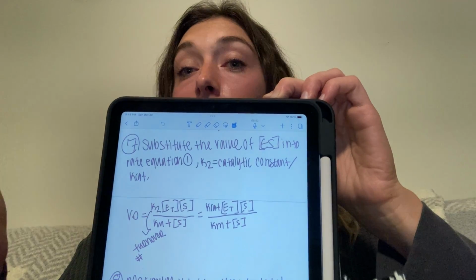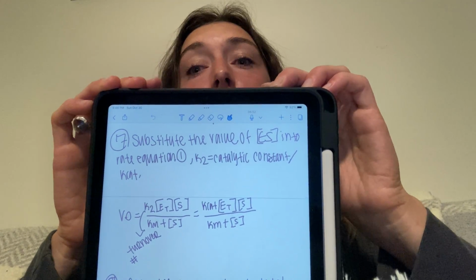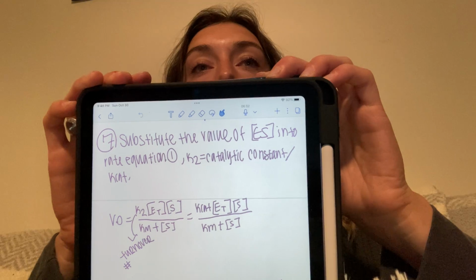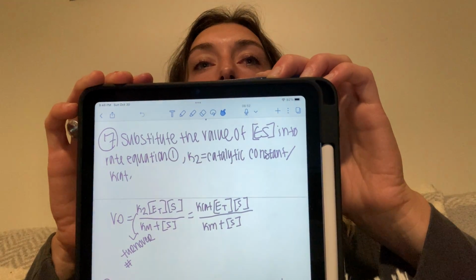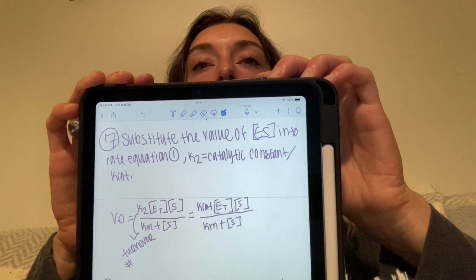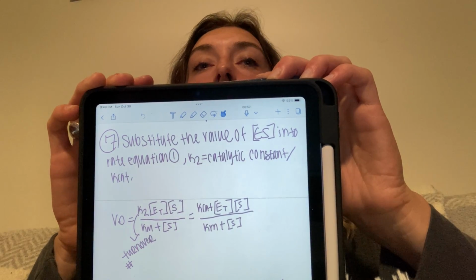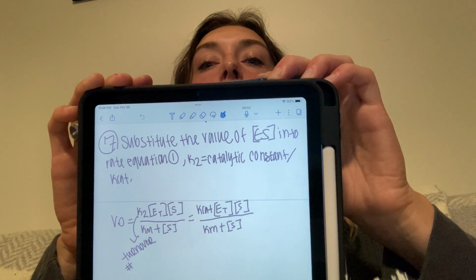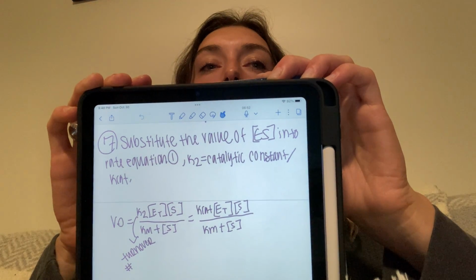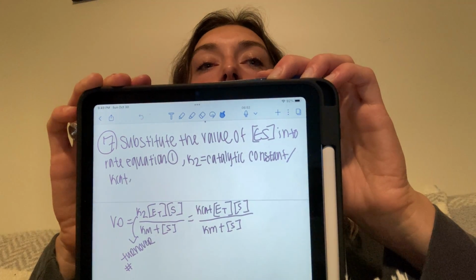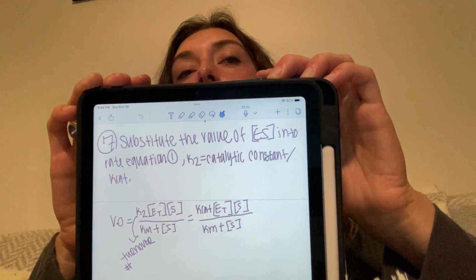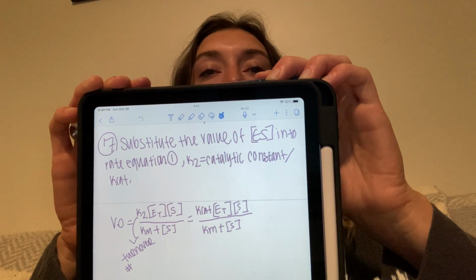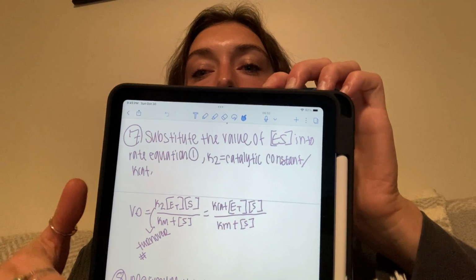Just another reminder. So for step 7, we're going to substitute the value of ES into the rate equation given by equation 1. K2 can also be called the catalytic constant, or kcat, because it represents the rate constant of this reaction. So here V0, the initial velocity, equals k2 multiplied by ET multiplied by S over Km plus S, which equals kcat multiplied by ET multiplied by S divided by Km plus S. So that's our step 7.